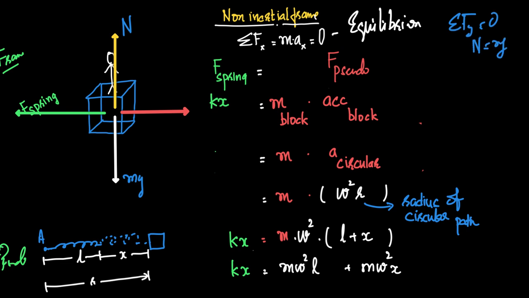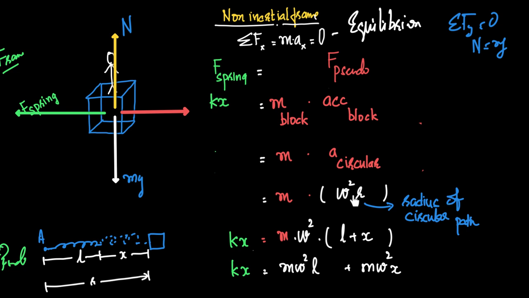So we can say that sigma Fy is equal to 0 and therefore N will be equal to mg. Now, if sigma Fx is equal to 0, forces acting towards the left, F spring, should be equal to force acting towards the right, which is force pseudo. What is F spring? F spring is kx. What is force pseudo? Mass of the block into acceleration of the block. What is acceleration of the block? It is acceleration of the circular motion. What is acceleration of circular motion? Omega square r, where r is the radius of the circular path.